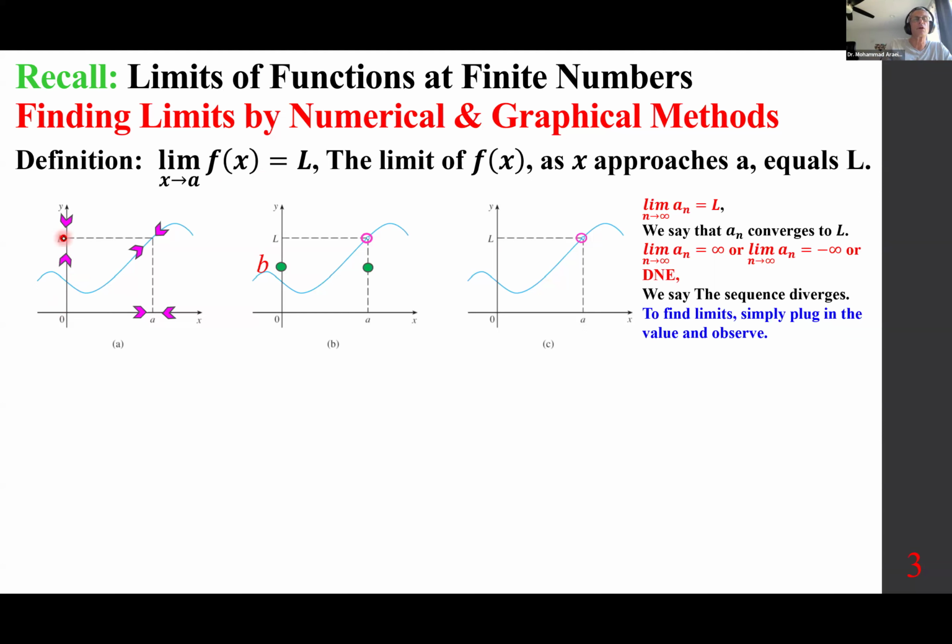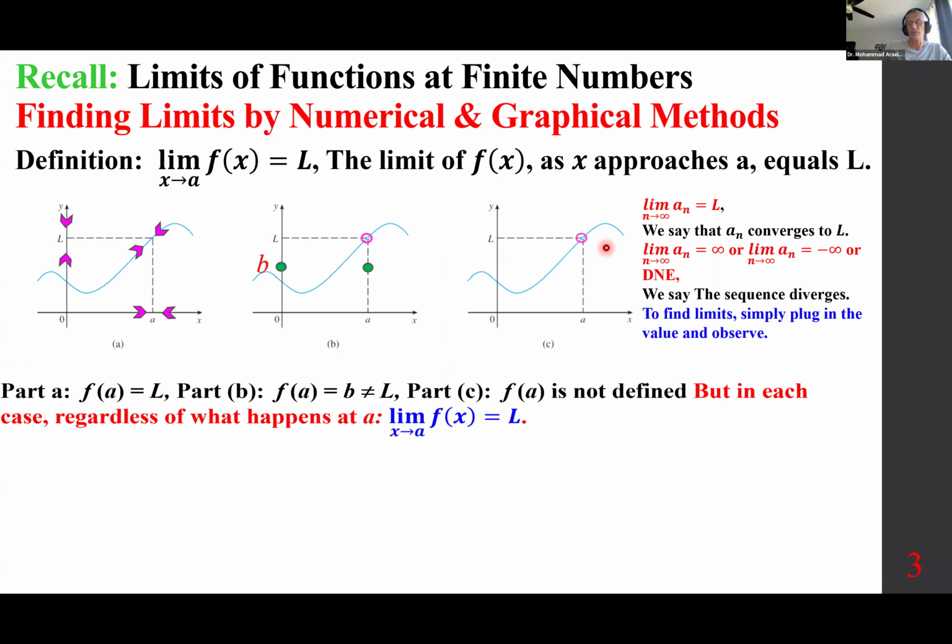In this case, f of a is also equal to L, which makes it continuous. In this case, f of a is something else. In this case, it's b, and it makes it discontinuous. And in this case, we don't even know what that is, which makes it undefined.